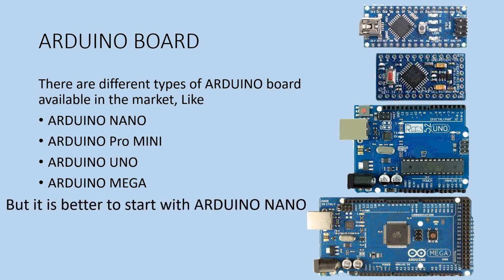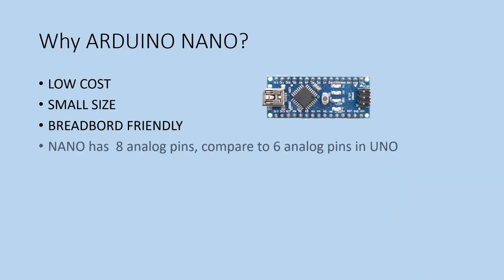But it is better to start with Arduino Nano. Why? When we use Arduino Nano, it is comparatively low cost than Uno and Mega. Number two, small size, and most importantly, it is breadboard friendly. That means when you use Arduino Nano, it can easily fit in a breadboard, which is not possible in the case of Arduino Uno or Mega. And next, the Arduino Nano has 8 analog pins compared to the 6 analog pins of Uno.